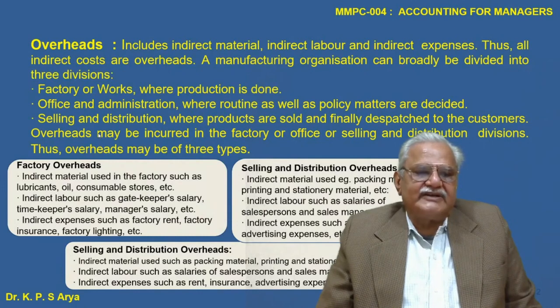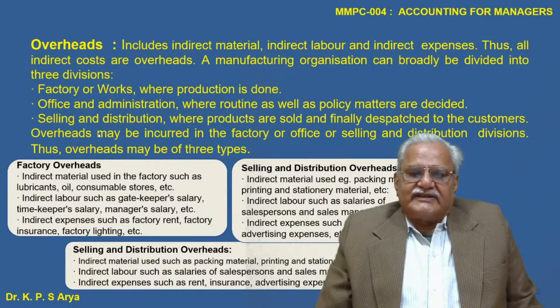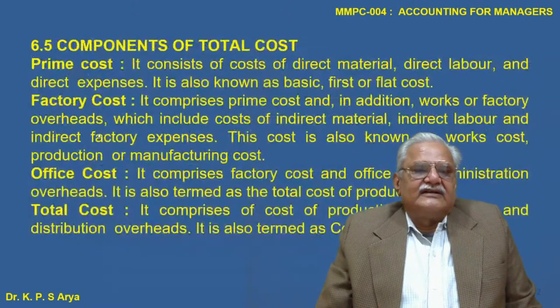Factory overheads are indirect material used in the factory, such as lubricants, oil, and consumable stores; indirect labor, such as gatekeeper's salary, timekeeper's salary, and manager's salary; and indirect expenses such as factory rent, factory insurance, and factory lighting. Now, selling and distribution overheads: indirect material used such as packing material, printing and stationery material; indirect labor such as salaries of salesmen and sales manager; and indirect expenses such as rent, insurance, and advertising expenses. Now, components of total cost.